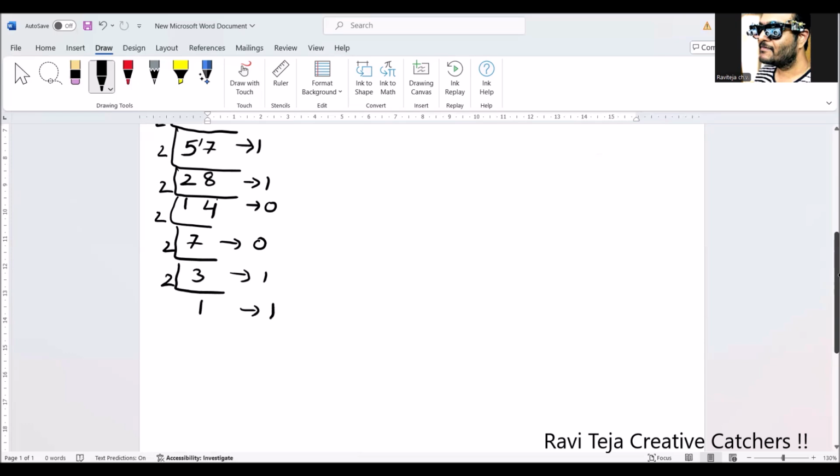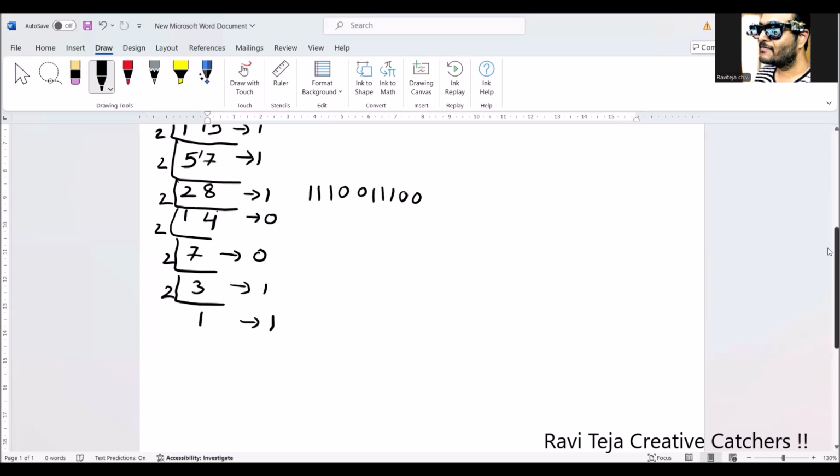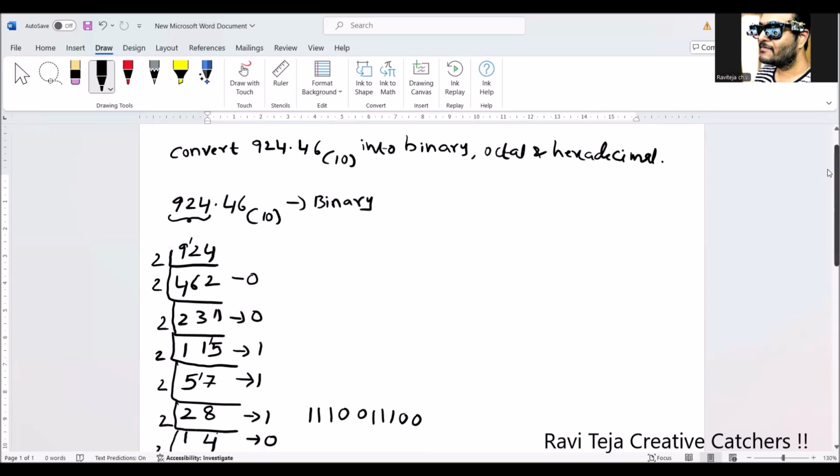Okay. So what will be the answer? So the answer what we got is 1 1 1 0 0 1 1 1 0 0. Okay. Now let's see the number after the decimal point. 46, right? 0.46. Now let's do the operation with this.